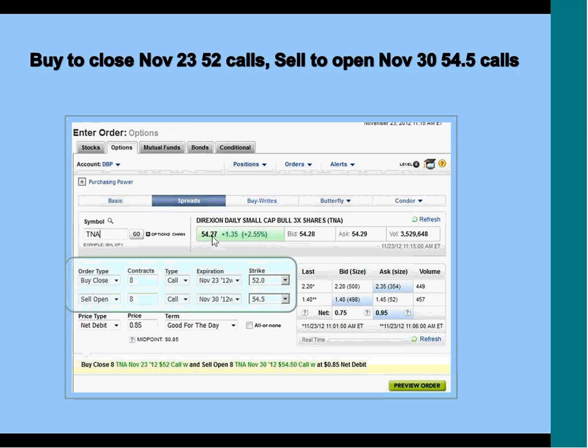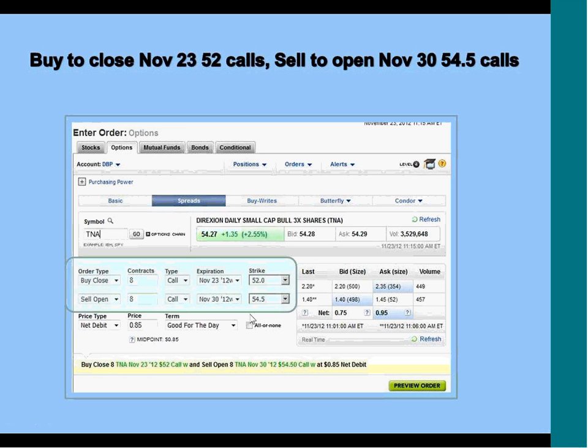So in this example, I was buying to close the November 23rd weekly option at the 52 strike, and I was selling to open the new option, which was the November 30th. So I was closing out the expiring option and selling the new option, and I used an option spread order to do this. This helps save on the commission and the bid-ask transaction cost.